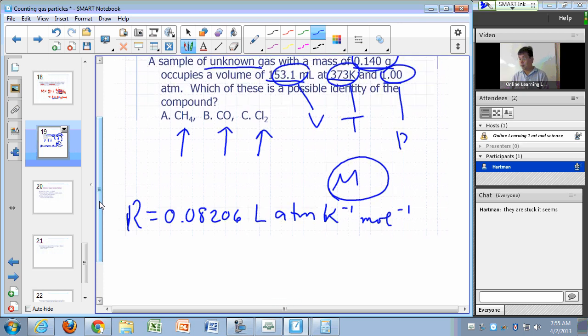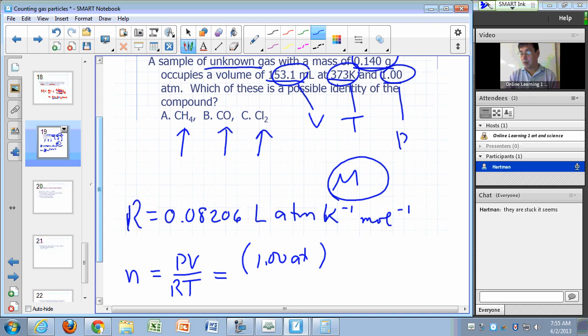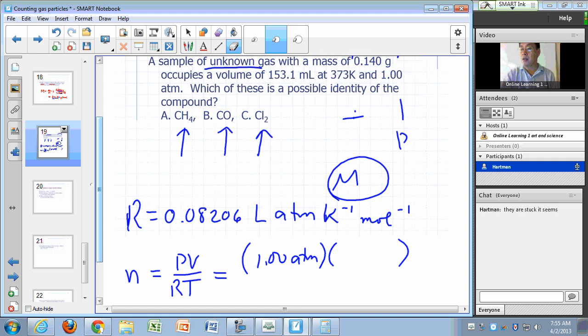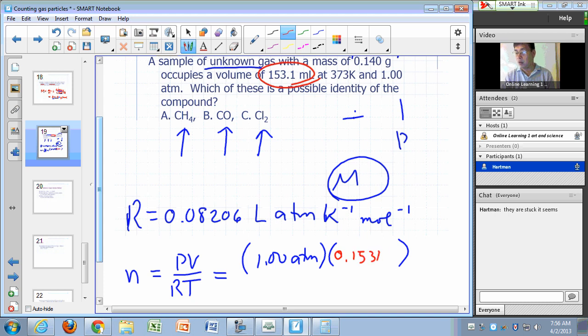Okay, let's go ahead and calculate the number of moles. Number of moles is PV over RT. What's our pressure? 1 atmosphere. Our volume is 153.1 mils. So here's our volume. So we need to change that to liters. So that's going to be 0.1531 liters, just to make our units consistent with the units we're using for R.